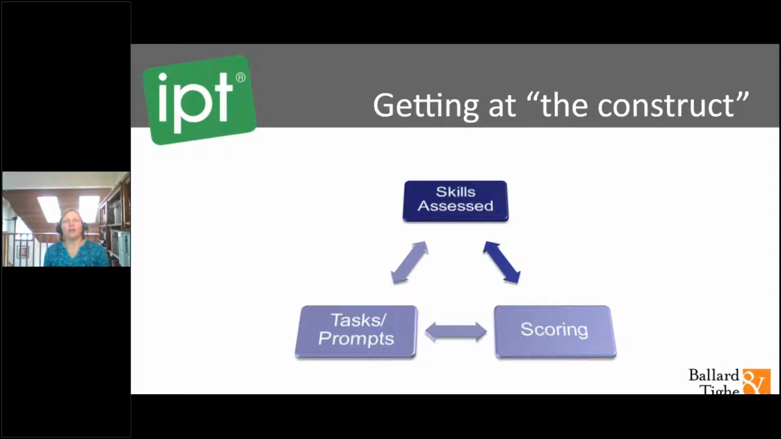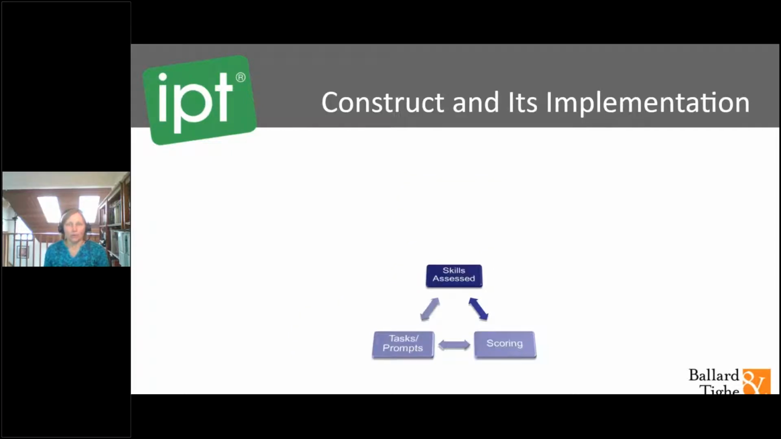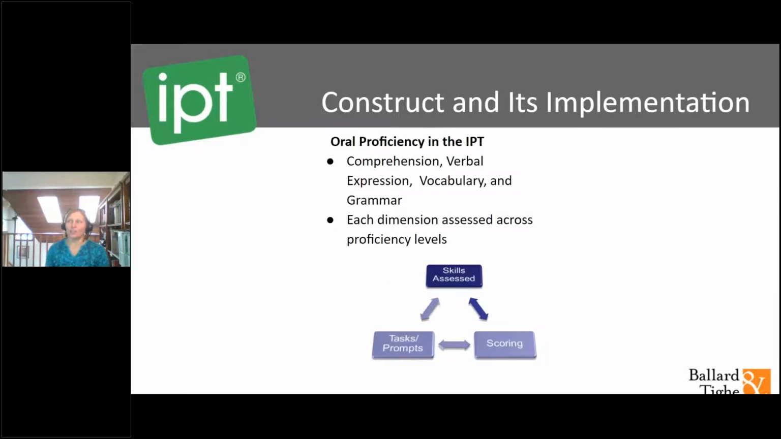Let's look at this in a little more detail in the context of an oral assessment. We'll be using the IPT oral tests as an example. So the construct and its implementation starts with the skills assessed. In the case of the IPT, the oral proficiency is defined as comprehension, verbal expression, vocabulary, and grammar. And each of these 4 dimensions is assessed across proficiency levels.